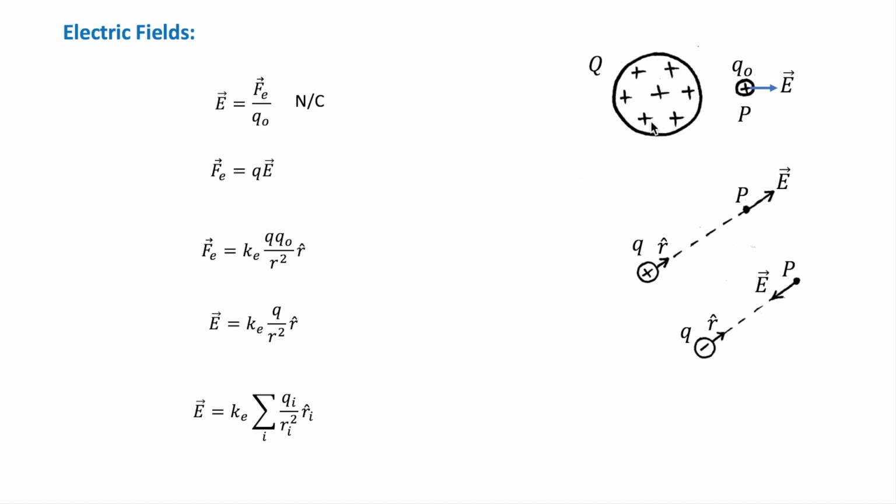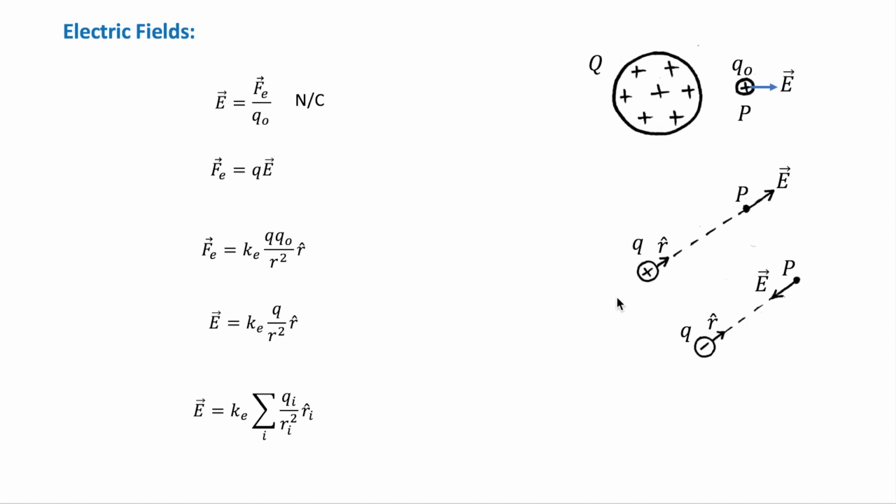So the object producing the field is known as a source charge, and the test charge is positive and small enough so as not to disturb the electric field of the source charge. So this charge is much larger than the test charge. The electric field due to the source charge at a point P is defined as the electric force per unit charge experienced by the test charge at that point, okay?